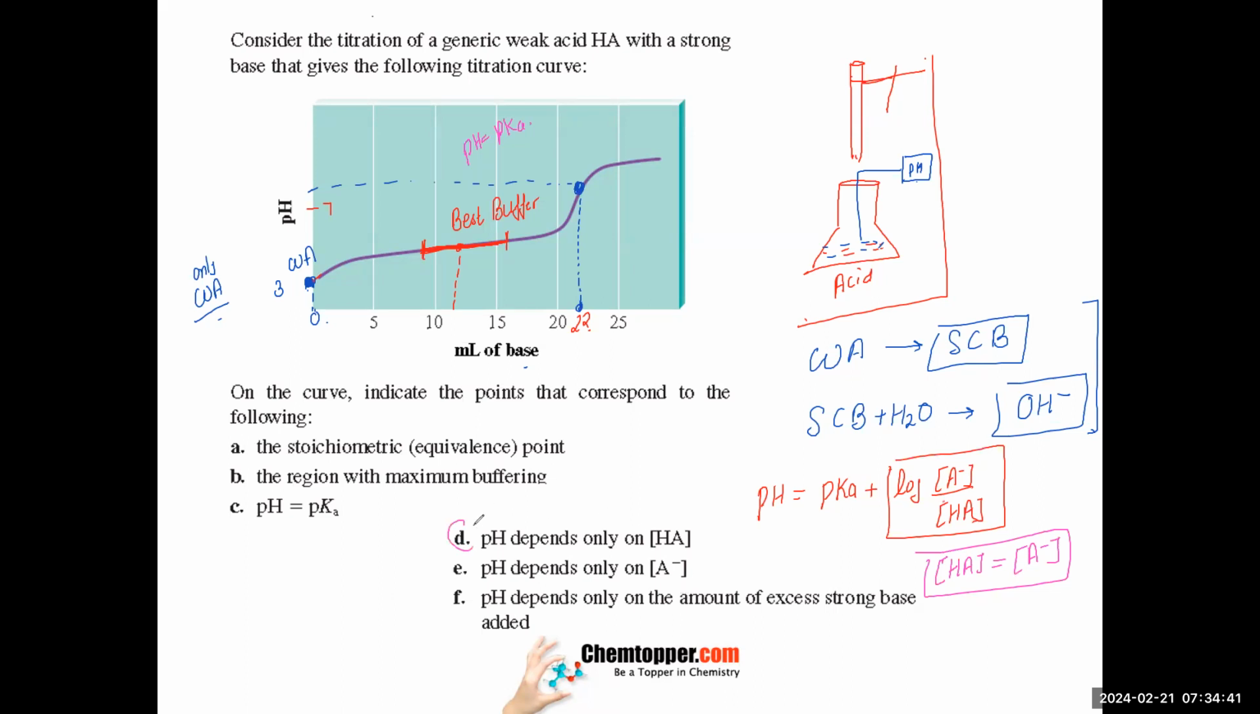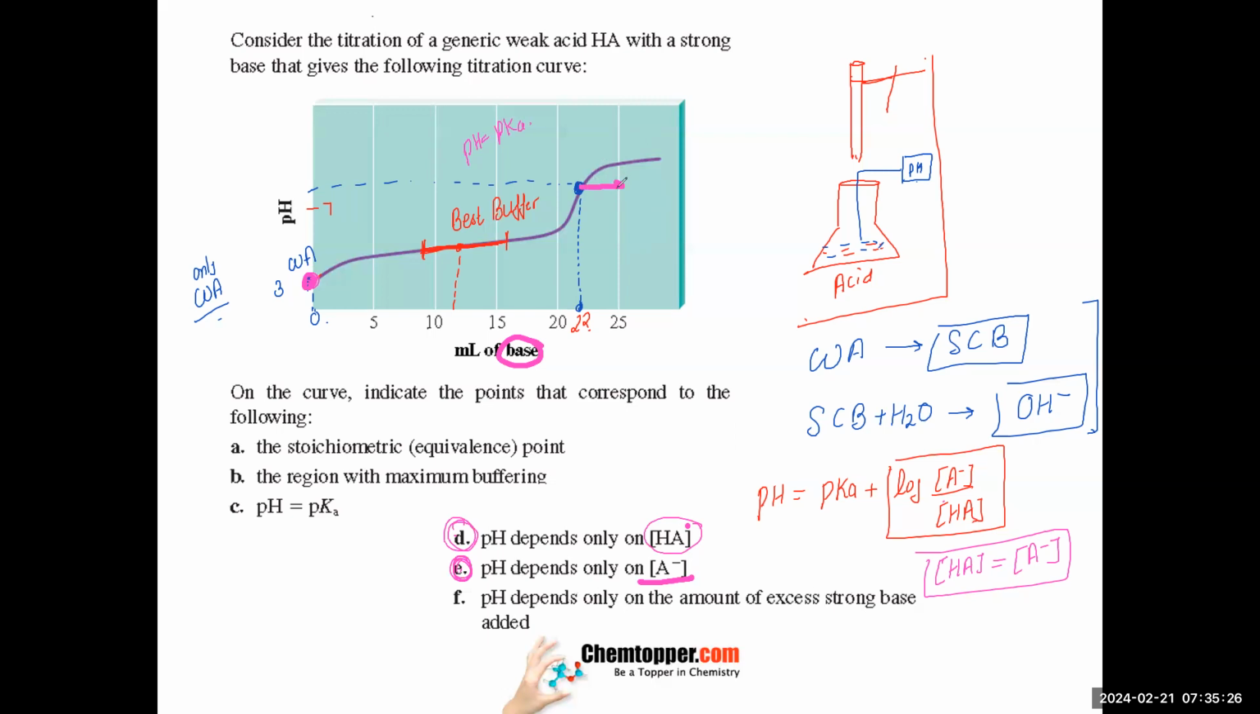Okay, where can I see the D point? Where is D? Where pH depends only on HA, nobody else is interfering. Where is D? This is the start, the weak acid. At this point, you have only weak acid. Yes, initial. And where is E? Where the pH depends only on A minus. It does not depend on HA. It does not depend on the base, the strong base which you are using here. That is the equivalence point.